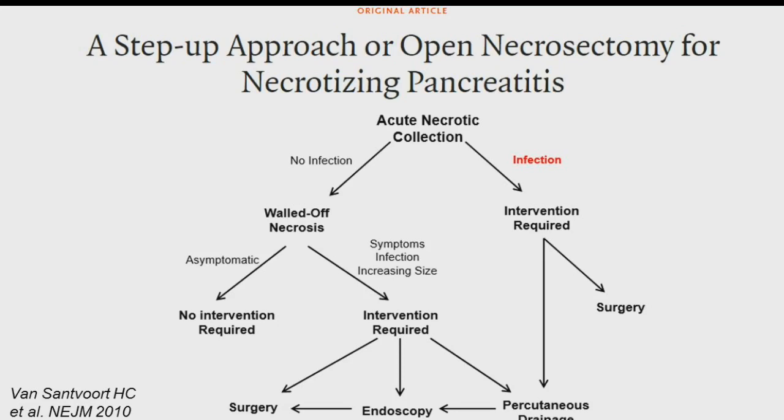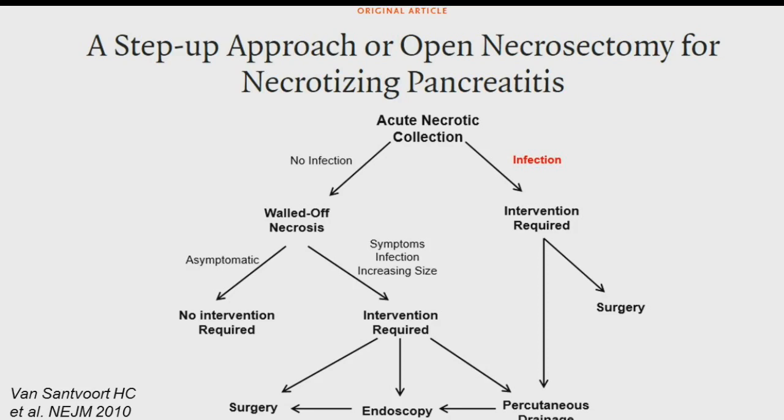So when there is an acute necrotic collection, and when there is no infection and it turns into walled-off necrosis, many of the patients can be asymptomatic and do not require any intervention, where we can just observe. And when they have symptoms from the increase of the size, they would require intervention, and we can consider using percutaneous or endoscopic drainage, followed by endoscopic necrosectomy, and if these do not resolve, then surgery. So a step-up approach should be considered.